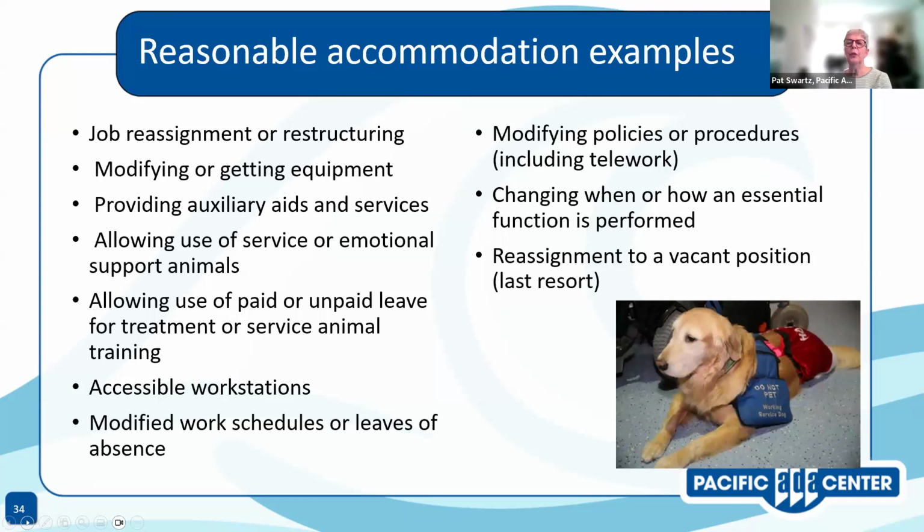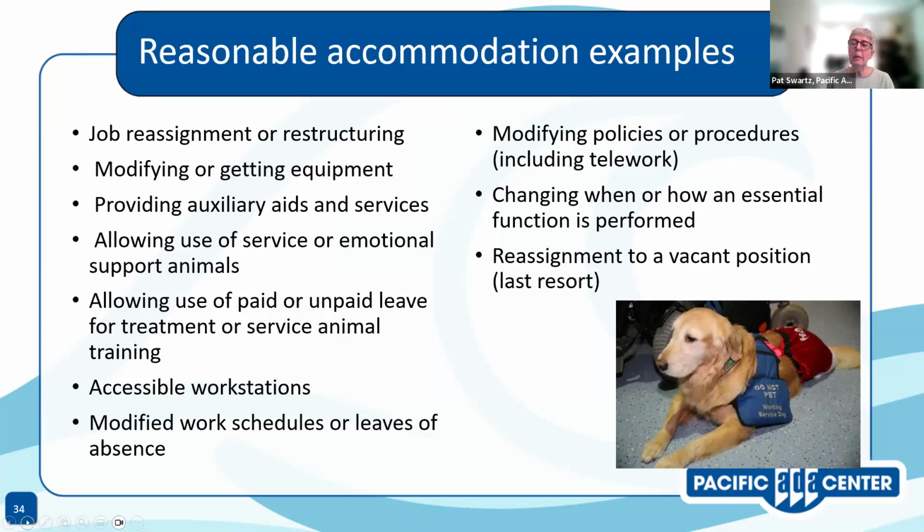So here are some examples of reasonable accommodations. Job reassignment or restructuring, modifying or getting equipment, providing auxiliary aids and services for people who are deaf or blind or have speech difficulty, allowing use of service or emotional support animals, allowing use of paid or unpaid leave for treatment or service animal training. For instance, your dog is sick and needs to get to the vet or needs special training, you're allowed paid leave or unpaid leave to do that.